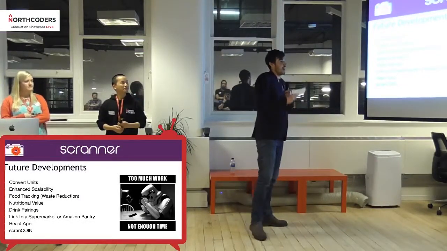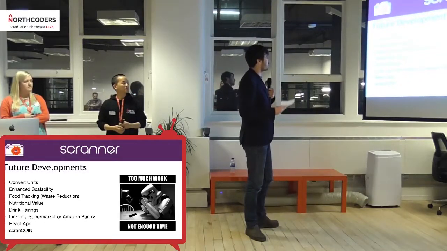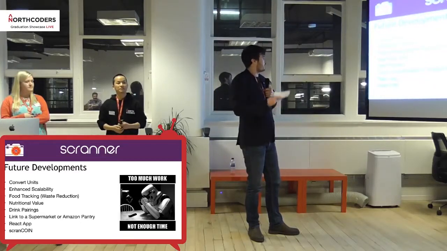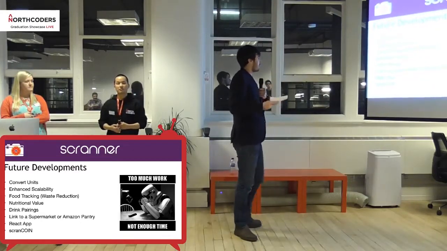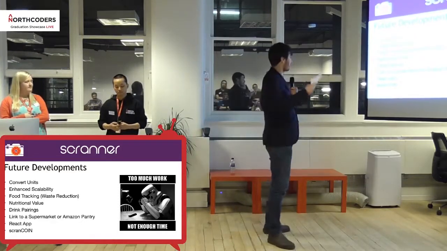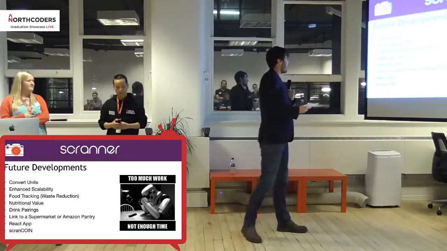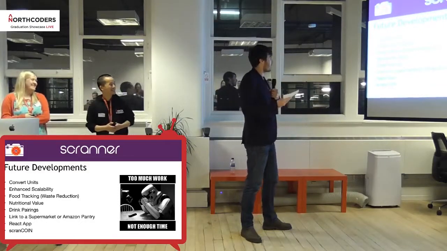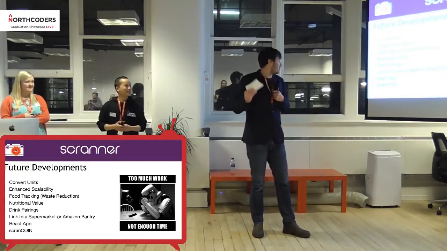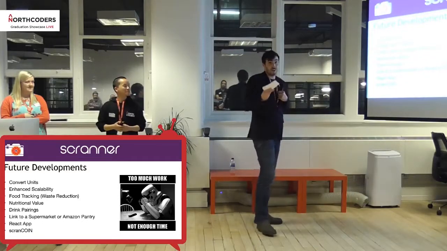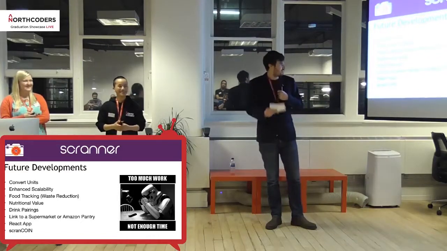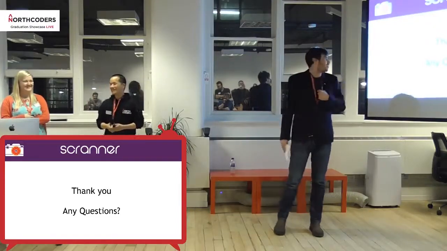But yes, future developments. If you take a picture and it's in grams, convert it into ounces or cups. Food tracking, making sure everything in your house is kept track of, to reduce waste, and then nutritional value of the recipe or the single ingredient. Take a picture of the recipe, get a bottle of wine, happy days. Link to a supermarket, Amazon Pantry, a React app, so you don't have to just use your phone, you can use it on your computer, and then Scranner coin, monetize it, ICO, world's our oyster. Thank you.